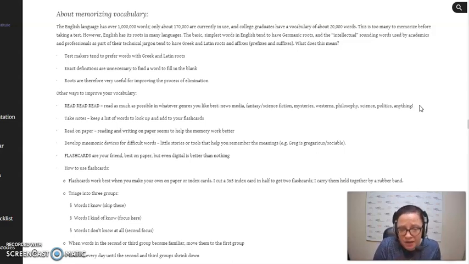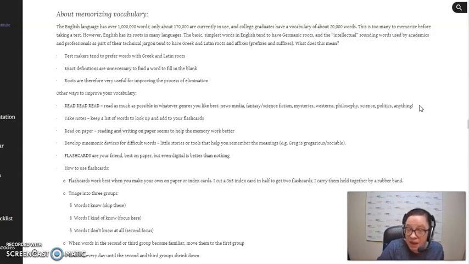The English language does have over 1 million words. Only about 170,000 are currently in use, and college graduates are usually in the range of a vocabulary of 20,000 words. Now, really, this is far too many words to expect anybody to memorize. But English does also have roots in other languages, and the basic simplest words in English usually have Germanic roots, whereas the intellectual sounding academic jargon that we usually use has Greek and Latin roots, usually. Greek and Latin roots and affixes, prefixes and suffixes.